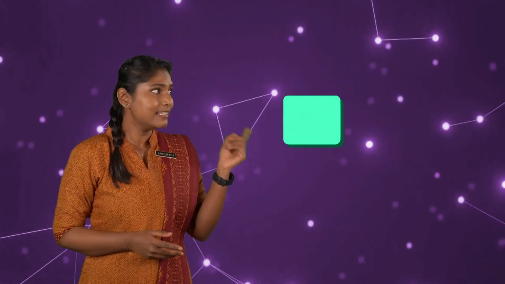Set A is a subset of set B if all elements of set A are the elements of set B. A subset is represented by this symbol, which means is a subset of, while this symbol means is not a subset of. Let's look at this example.